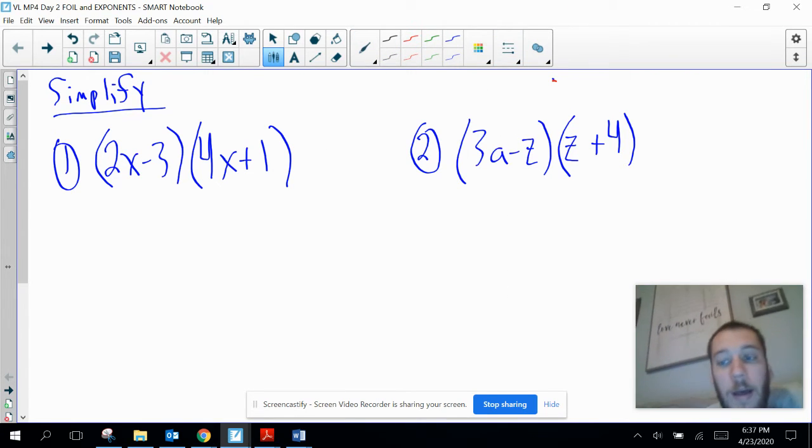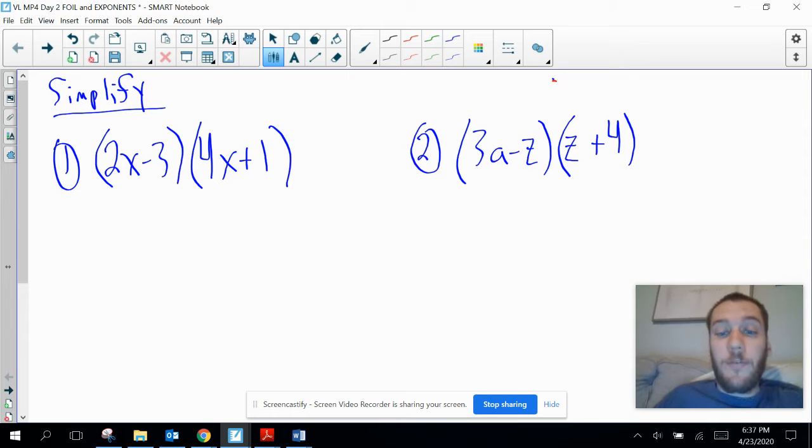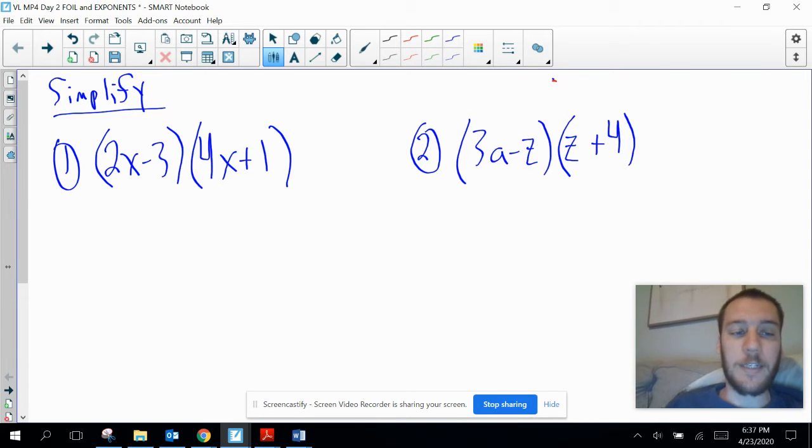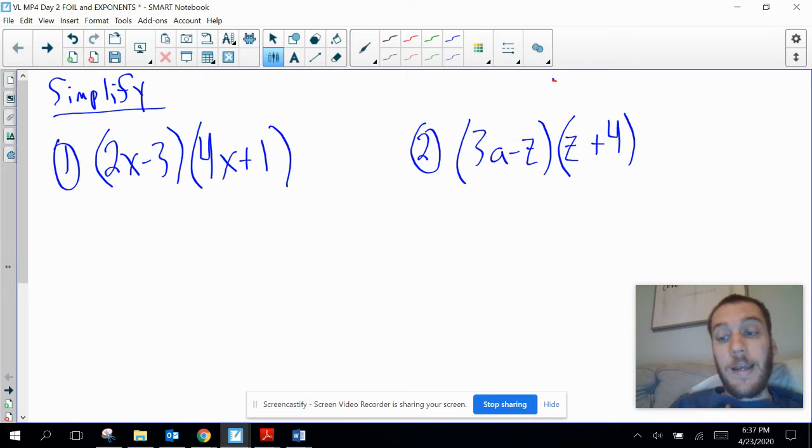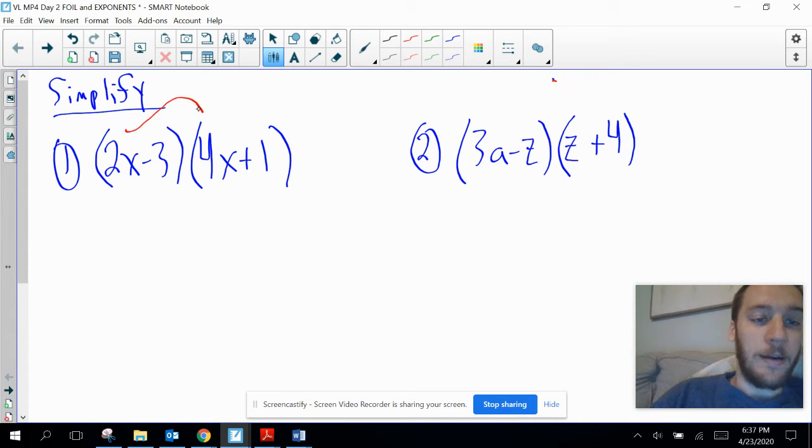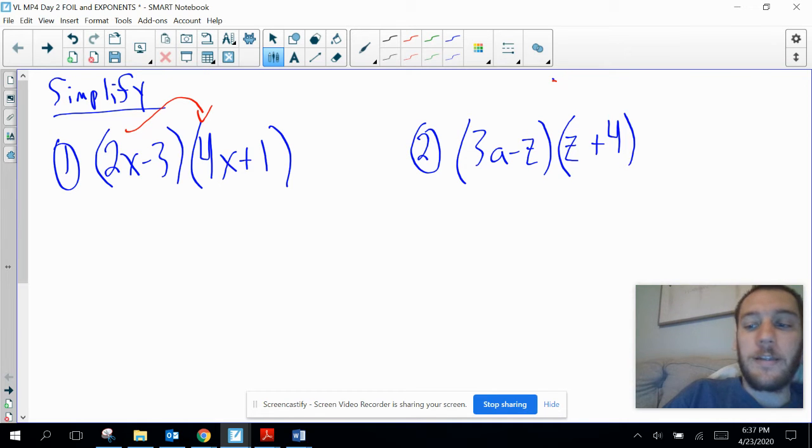This should be a review for some of y'all, especially those that did the assignments before the grades were out last marking period, but we're going to be FOILing and simplifying exponents. So FOIL: we've got to multiply the first terms, then the outside, then the inside, then the last terms.